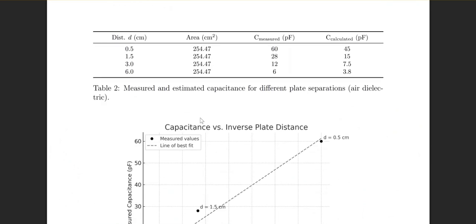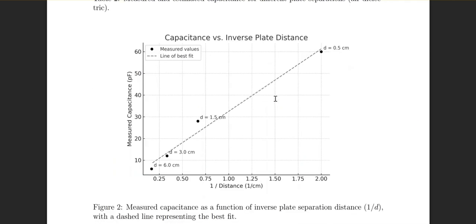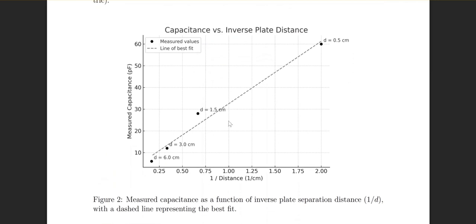And now let's look at the second graph, where we have varied the distance of the plates using only air. As we can see, the more we increase the distance of the plates, the measured capacitance decreases by quite a lot. This confirms the inverse relationship between the distance and the measured capacitance, which you can also confirm from the graph that we have shown here, which shows the linear relationship between 1 over the distance and the measured capacitance.